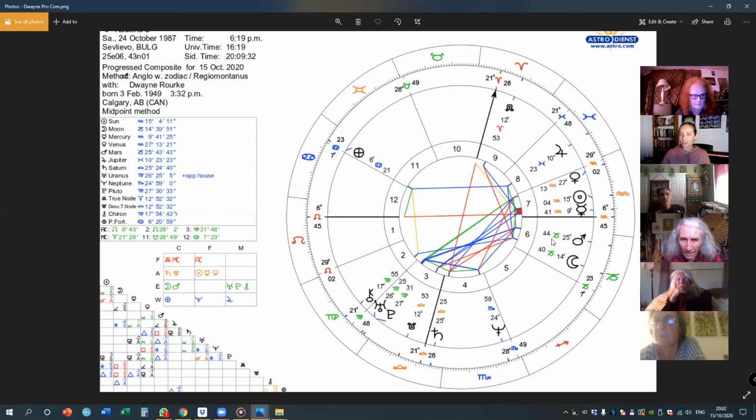Anyway, I just quickly wanted to show that, because I had forgotten. And the Part of Fortune in Cancer is just entering the 12th, so I thought that's interesting. But yeah, we can go on and on with this.